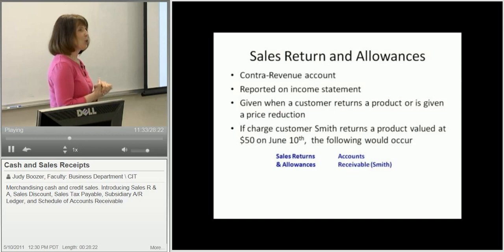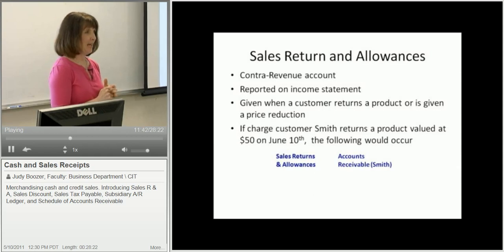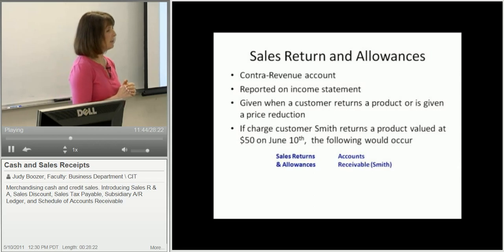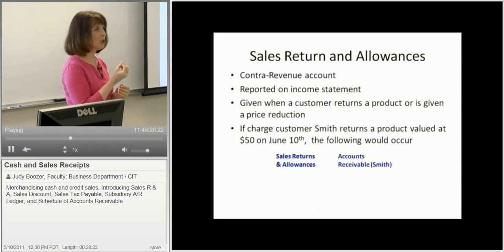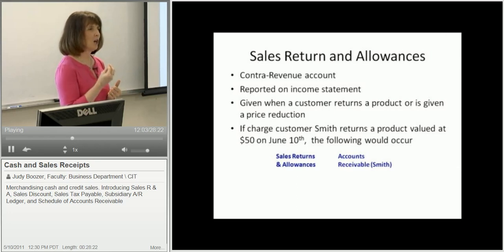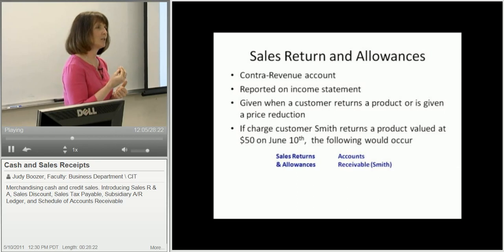Here is a new account. It's called Sales Return and Allowance. And what is this used for? Whenever a customer returns merchandise to you, we're going to use this account. Now, it is specifically related to the revenue account sales. Therefore, it is called a contra account.